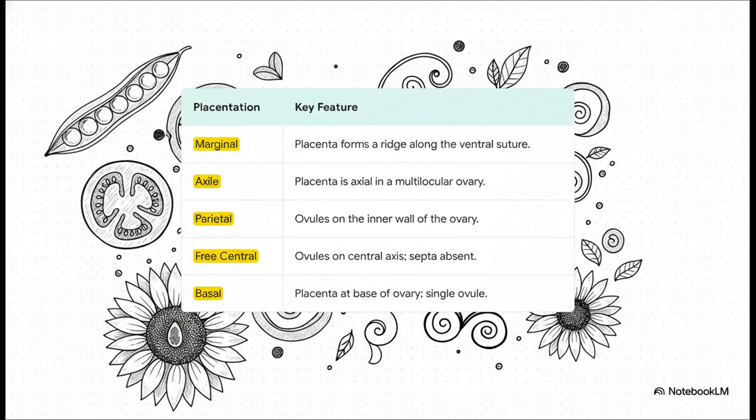Let's make this real with some examples you definitely know. If you've ever shelled a pea, you've seen marginal placentation, with the peas all lined up in a neat row. If you slice a tomato in half, you'll see axial placentation, where the seeds are attached to a central column inside different chambers. And in a sunflower seed, that single ovule is attached right at the bottom. That's basal placentation. Each design is just a unique, efficient solution for making the next generation.